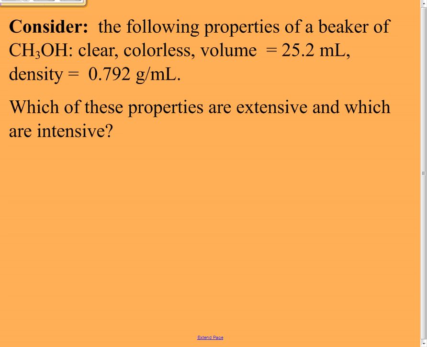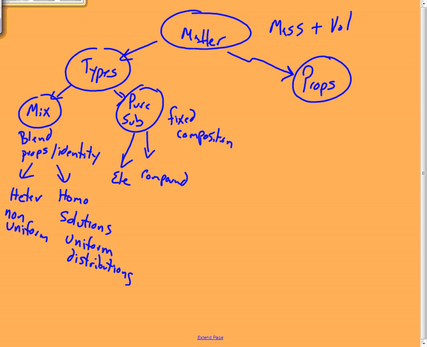By the way, things that have an OH on the end of them that start off with a carbon are alcohols, we say in organic terms. You'll learn about those later in the year, I hope. The beaker of methanol is clear, colorless, has a volume of 25.2 milliliters, and has a density of 0.792 grams per milliliter. The question is, which of these properties are extensive and which are intensive?